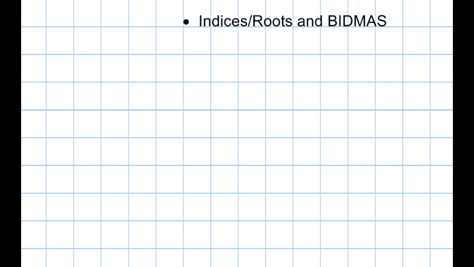And finally, BIDMAS. We use BIDMAS when we've got more than one calculation going on, more than one operation. Here, I'll give you an example. 7 plus 4 times 3. Let's look at this BIDMAS and what the letters stand for.